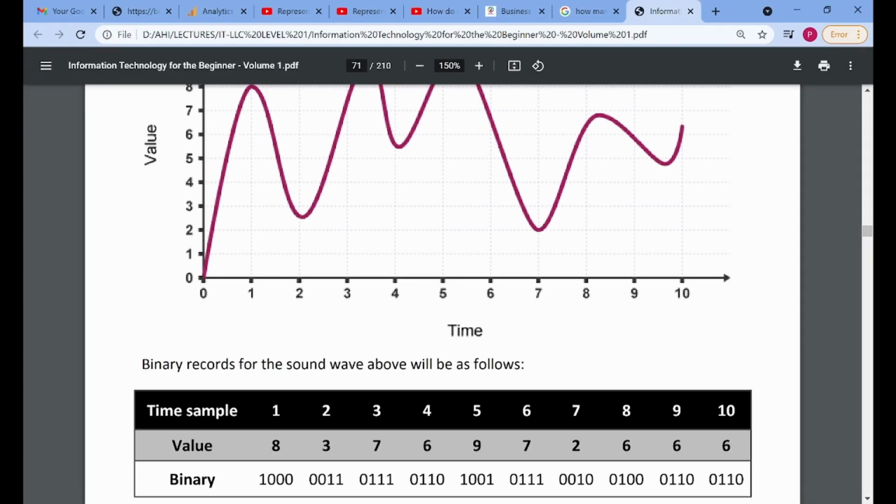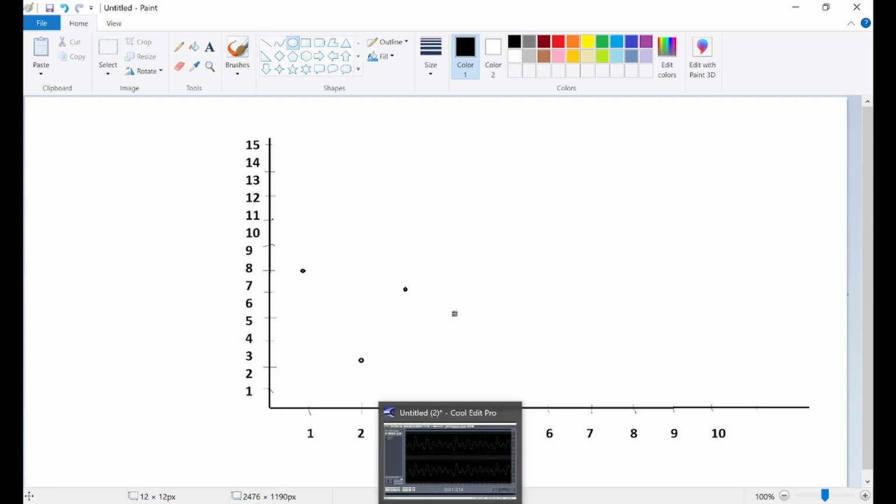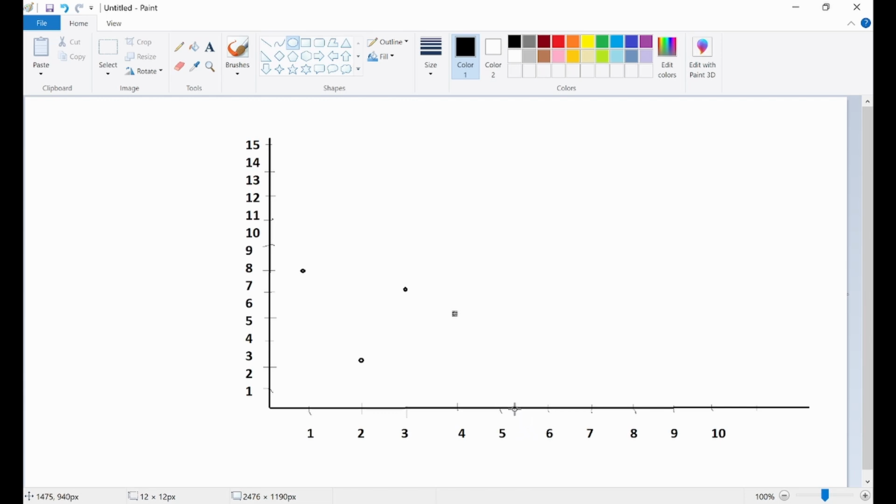Then 4, we have what? 6. 5, we have 9. 6, we have what? 7. 7, we have what? 2. 8, we have 9, we have 6. And 10, we have what? 6. Okay, fine.